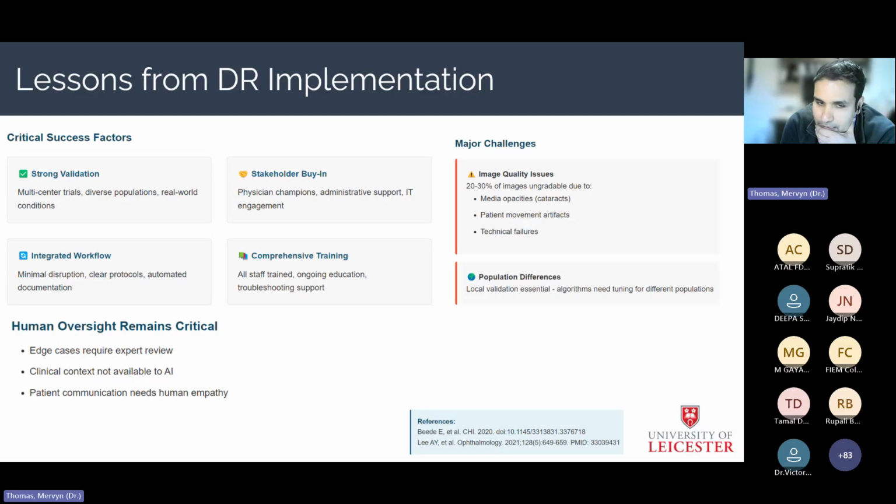Lastly, one of the comments that was discussed was that human oversight still remains critical, because you often get edge cases that require expert review, and clinical context is not available to the AI. And so patient communication needs human empathy. Yes, you might detect some of these things, but communication, the physician-patient relationship, and concordance to treatment require a strong empathetic connection between the physician and the patient.